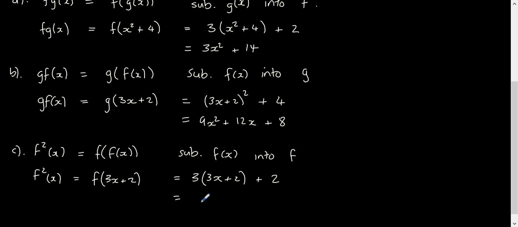And again, this looks fine, but we'll expand the bracket and collect the terms. So we have 9x plus 6 plus 2. So we've got 9x plus 8.